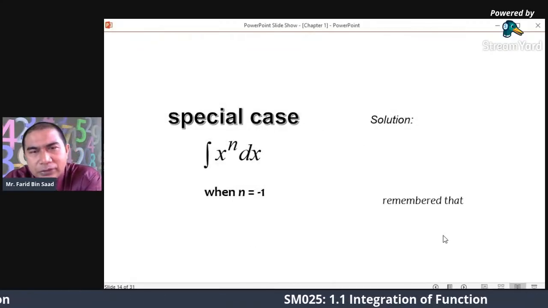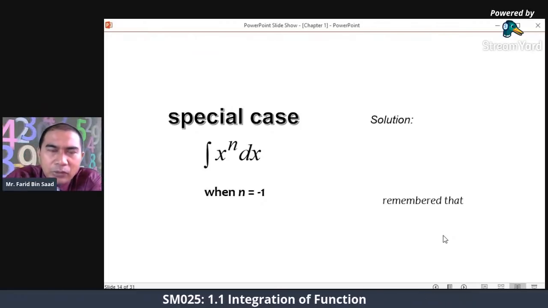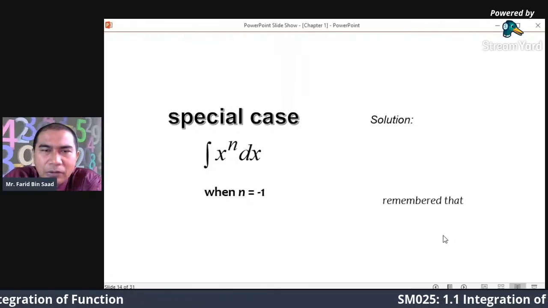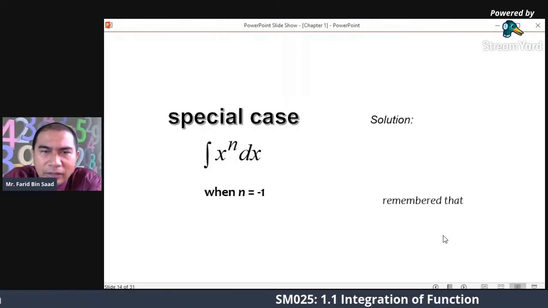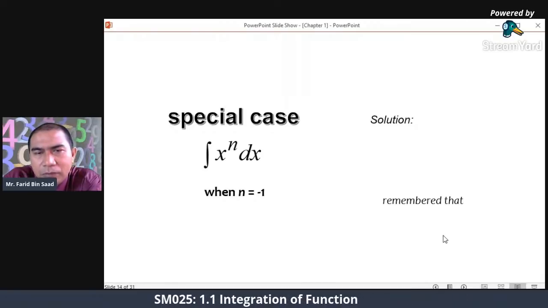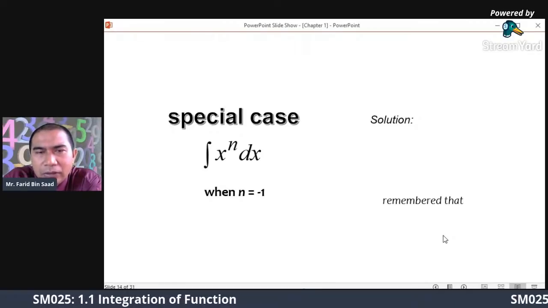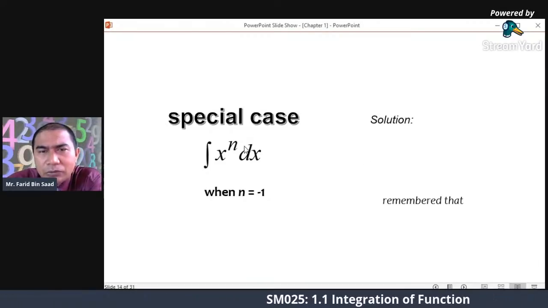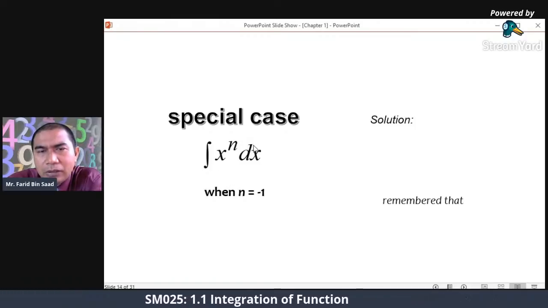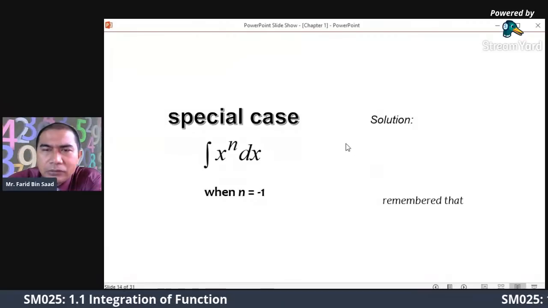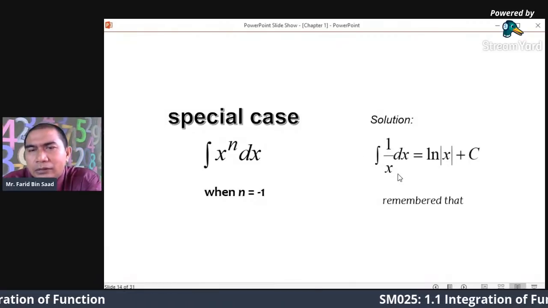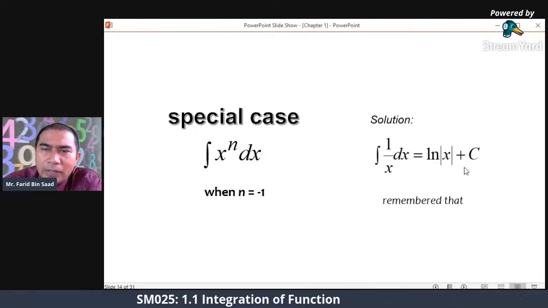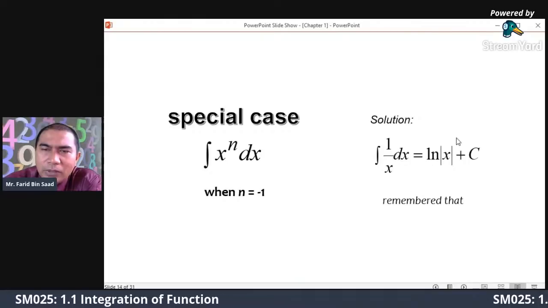Okay, there is a special case when we integrate where the power n is equal to minus 1. For example, x power of negative 1. If we apply the second basic rule, when n is equal to minus 1, n plus 1 becomes 0, and then we divide by 0. So we cannot conclude what the answer is. So the solution is, when we integrate 1 over x dx, 1 over x dx is equal to ln x plus c.